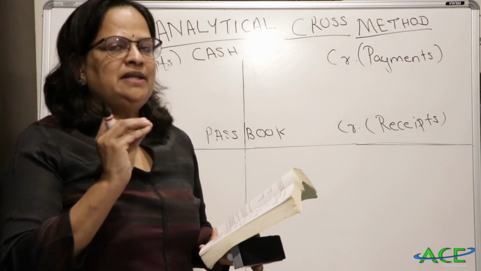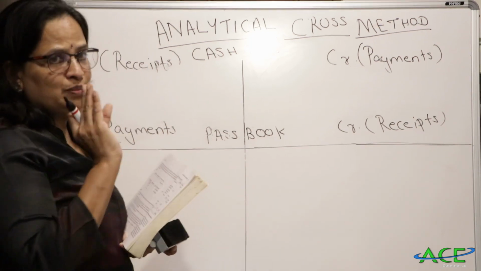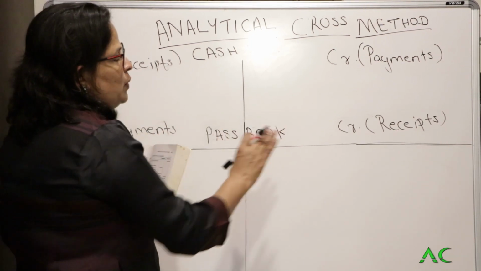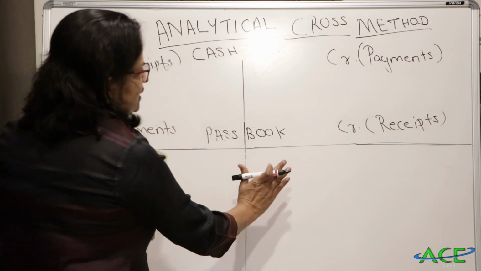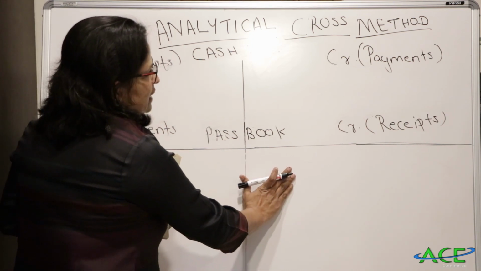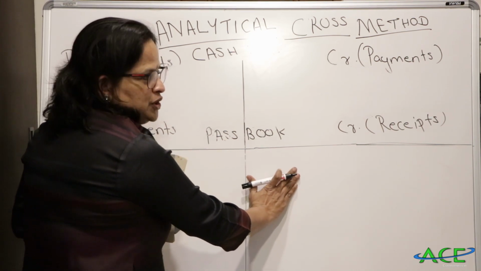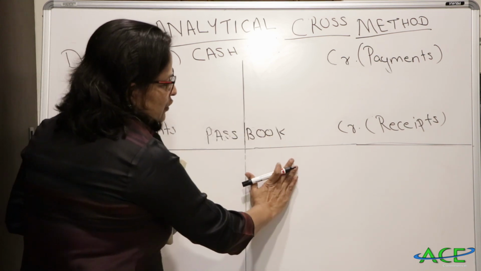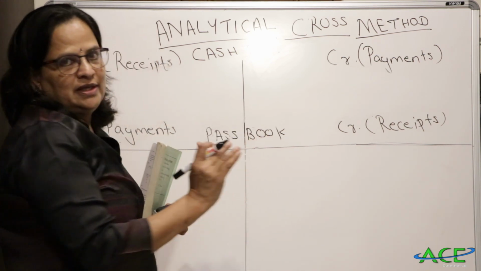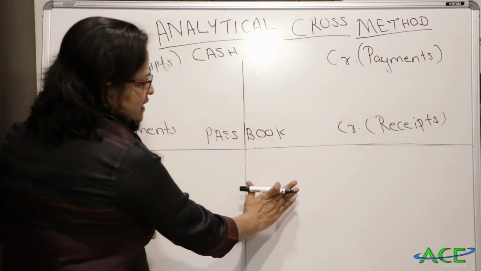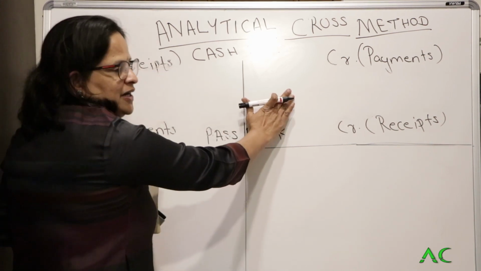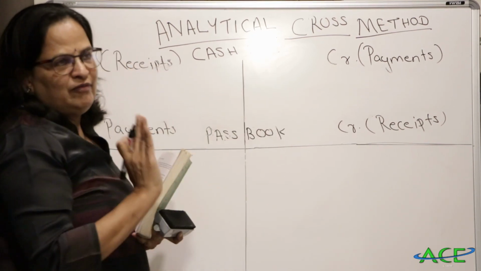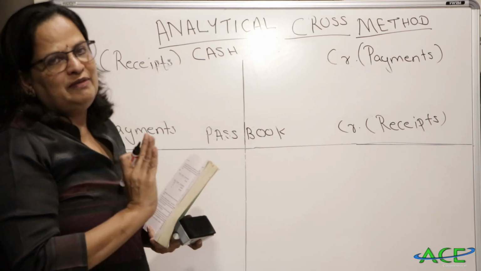The treatment in the analytical cross is, if it is mentioned that the amount is overcast on, say, the credit side of the passbook, then we write that value in the same column itself. Wherever it is mentioned, whether the credit side of the passbook or the credit side of the cash book, in that same place we write the same value.